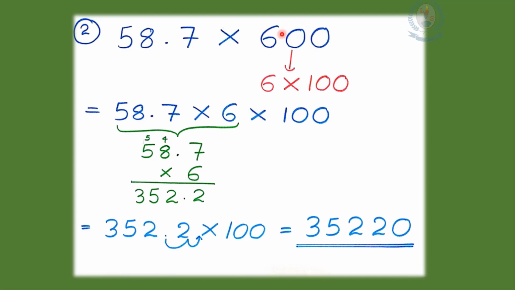That means, as we know, 600 means 6 times 100. Right? So we can separate the 600 into 6 times 100. So we have to multiply this 58.7 by 6, and then after that by 100. That means, except multiplying directly by the 600, we can separate this one and multiply 58.7 by 6 and then multiply by 100. Here we have to multiply 58.7 by 6, a whole number.